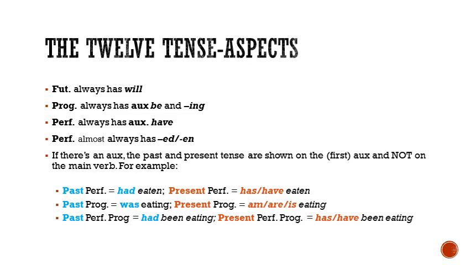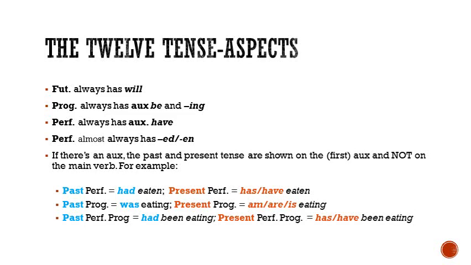The perfect will always have auxiliary have, and it almost always has either ed or en, but there are some weird verbs like done, where it just ends in n, spelled ne, or been, well, been has an en. There are some verbs that break this rule, but it almost always has ed or en.